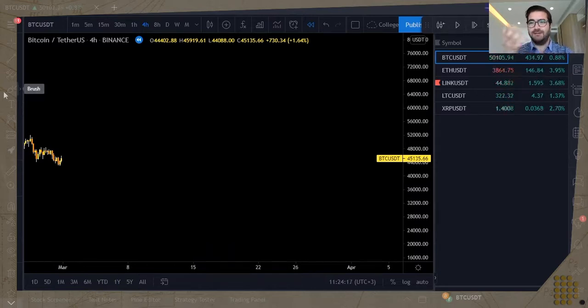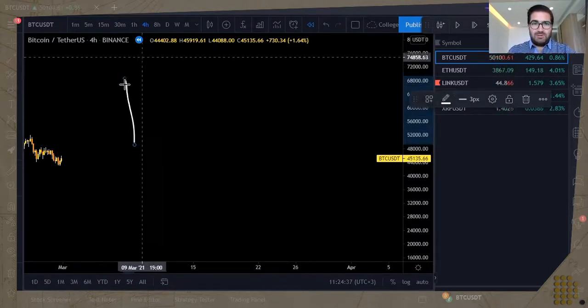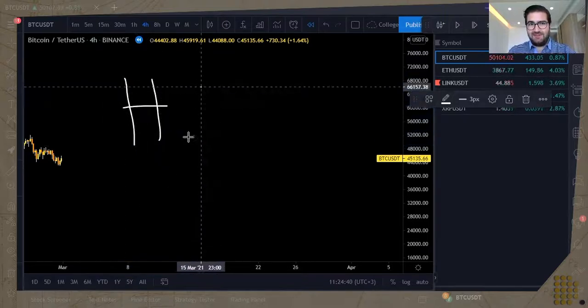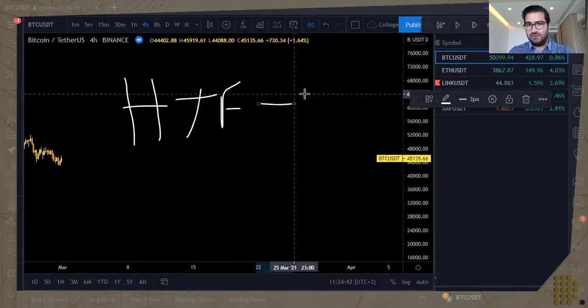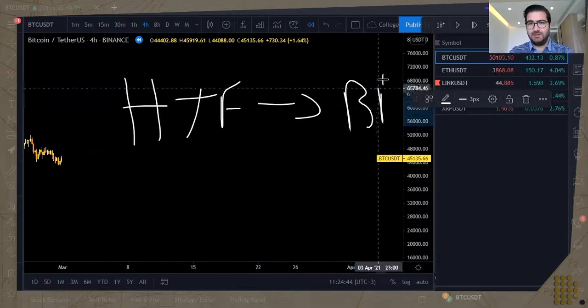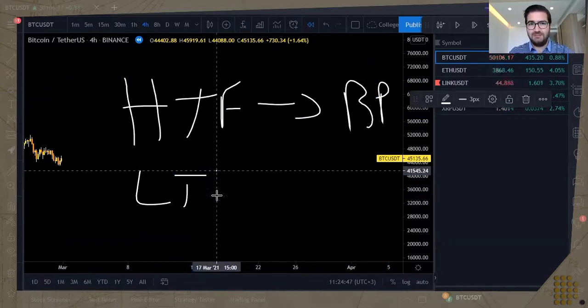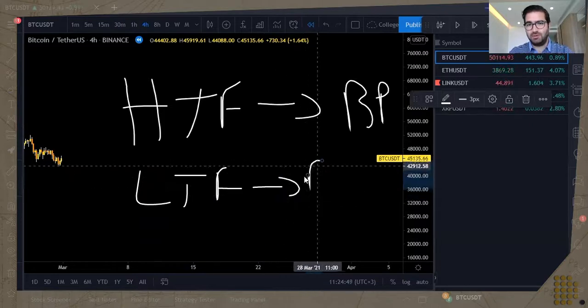So the bigger or higher time frame is for the bigger picture. It's like zooming out to know what the direction is. And we will use the lower time frame for execution and to know when is the best time to trade or open a position. So I will put here, let's say, high time frame for bigger picture and the lower time frame for execution.